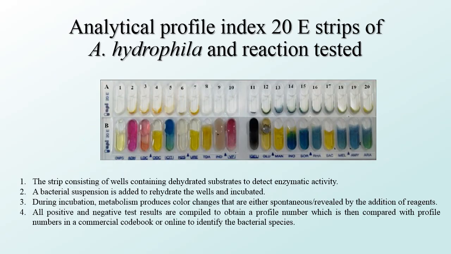Okay, this is the API 20E strip for Aeromonas hydrophila. Aeromonas hydrophila can cause a broad range of infections, including septicemia and meningitis. This shows the strip consisting of wells containing dehydrated substrate to detect enzymatic activity usually related to fermentation of carbohydrate or catabolism of protein or amino acids. So perhaps you can read on your own. If you have any question, please post in the question box.